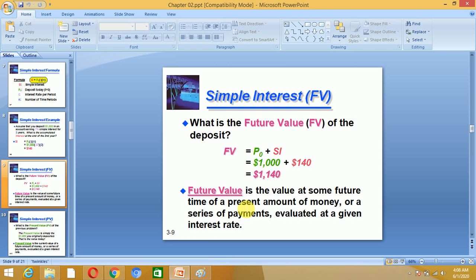So see, it is the value at some future time of a present amount of money. What was the present amount of money? 1000. Or a series of payments. Sometimes it will be a series of payments; later on, in the second and third class of this time value of money, we will discuss this. Evaluated at a given interest rate, and the interest rate is given, that was 9% in our example.